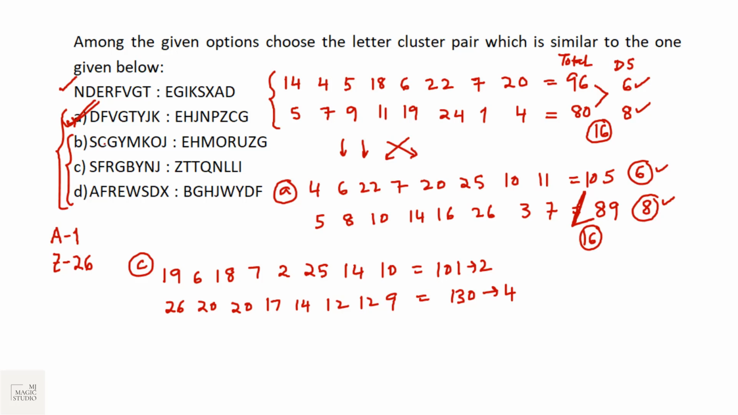Similarly, I have checked out for B also. B sum is coming as 103, and for this sum is coming as 114. Digital sum is 4, and here digital sum is 6, which is not matching. For option D, total here is 100, digital sum is 1, and total for BGH would be 85, and digital sum would be 8 plus 5, 13, that is 4, which is also not matching with 6 and 8. It is only matching with option A. Option A is the answer. Expect this kind of letter analogy in round 1 reasoning ability.